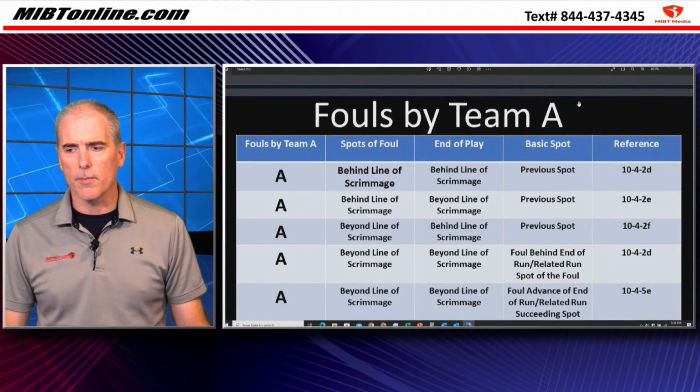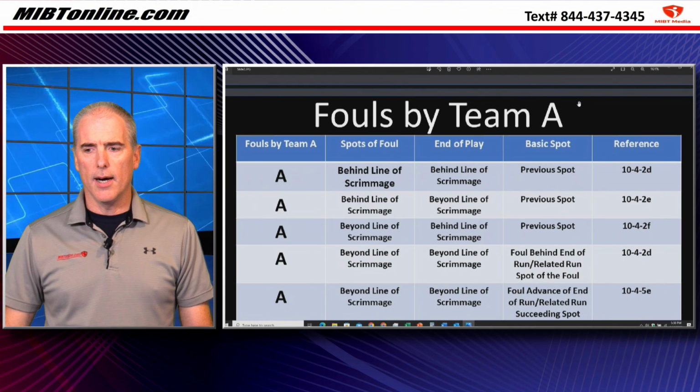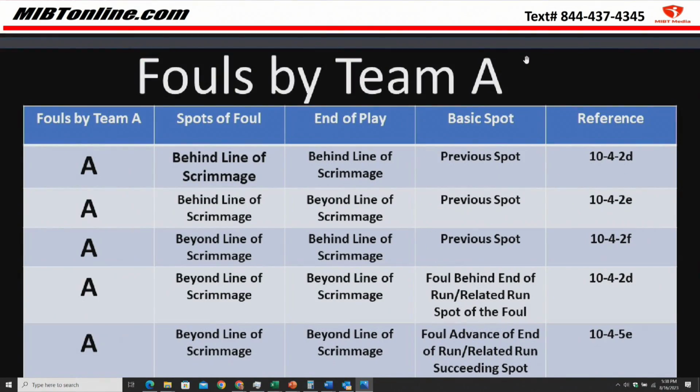This is just an excerpt of the new chart that they're putting in for fouls for the new penalty enforcement, basically eliminating all but one or changing it. It's not eliminated, but changing it a little bit. So there's the chart. Go to page 83. You can see where it says offense. I think it's backwards. I think it says spot of the foul. It should really be end of the play. End of the play, then where's the foul and what's the basic spot, and there's a reference.